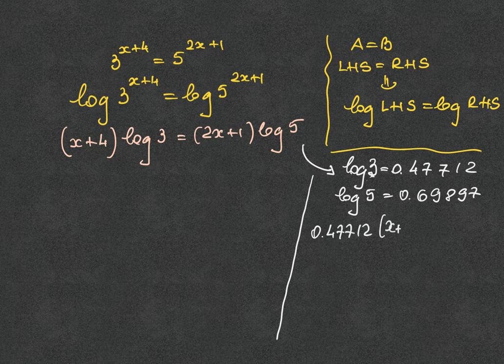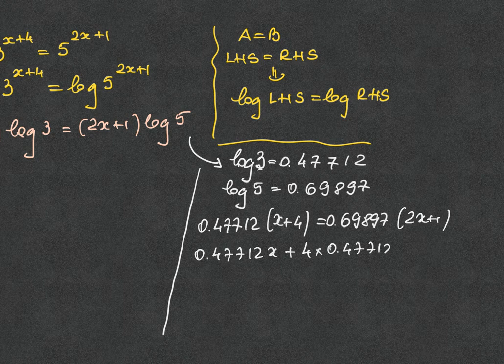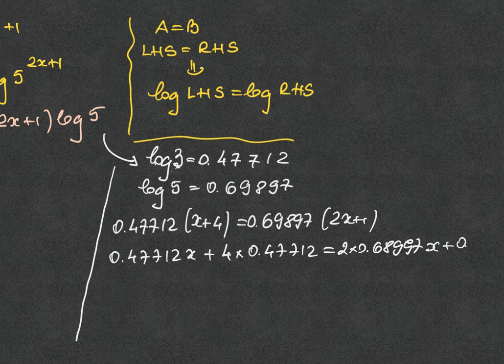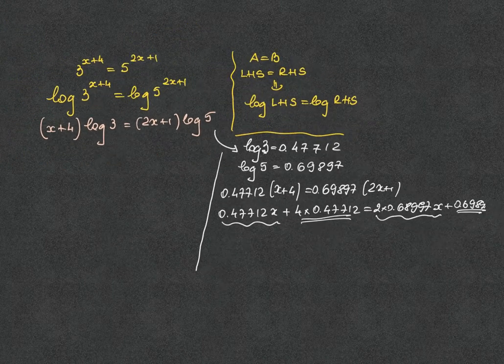0.47712 times (x plus 4) equals 0.69897 times (2x plus 1). And now see, it's a simple linear equation. So you are going to multiply over the bracket: x plus 4 times 0.47712 equals 2 times 0.69897x plus 0.69897. See how ugly it is, but you see the solution. You subtract one of those so that you have x on one side. You subtract one of those to have the term with no x on the other side.